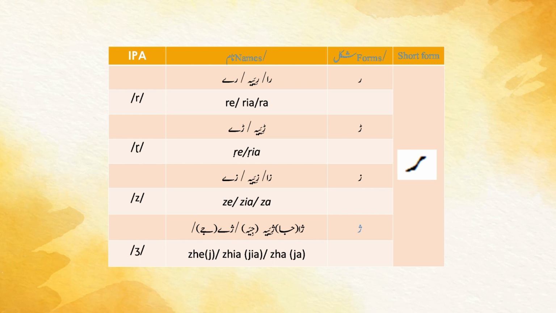Ra, ria, ray, dia, day, za, zia, zay. It is actually zay. We have ja, jia, jay, and there is their IPA standardization. So we have to remember some points about this group. There are some differences and some similarities with other groups.